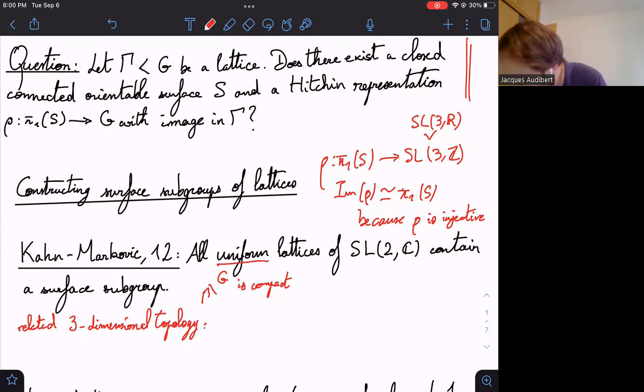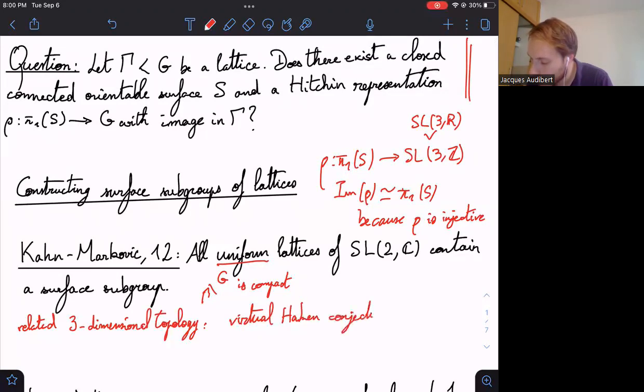Because it's a question about finding surfaces in three-dimensional manifolds, and especially totally geodesic surfaces. And it is linked to what is called the virtual Haken conjecture, which I'll not explain now, just say that it has been proven to be true by Agol, who used the results from Kahn and Markovic.